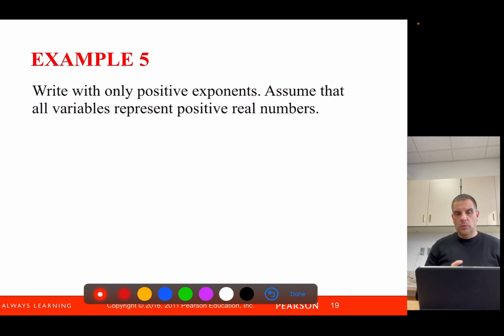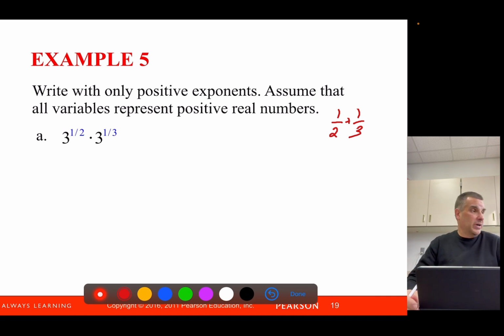We're going to write with only positive exponents and assume that all variables represent positive reals. So we've got 3 to the 1/2 times 3 to the third. So they have the same base of 3. Since they have the same base of 3, we're going to take the two exponents and add them together. So on the side here, we have 1/2 plus 1/3. And you add 1/2 plus 1/3, break out the calculator.